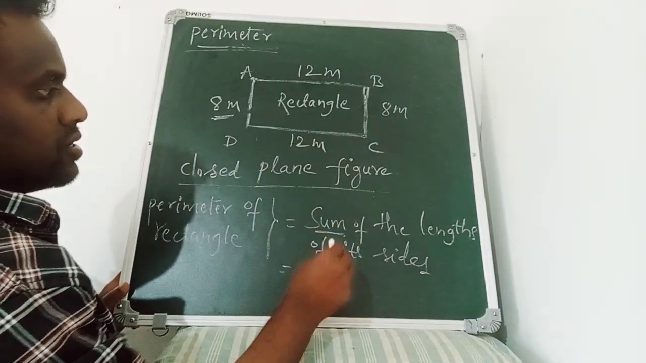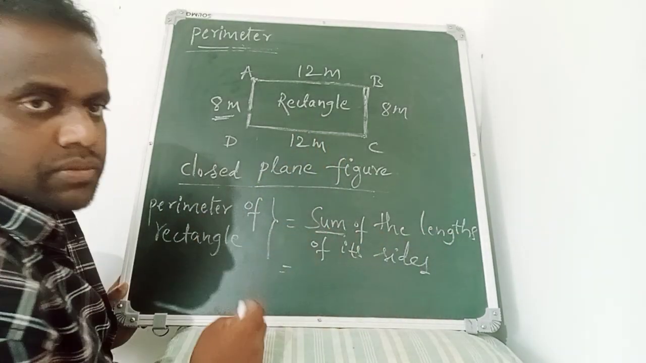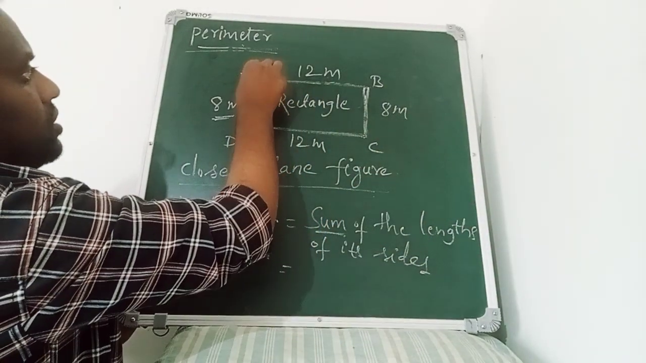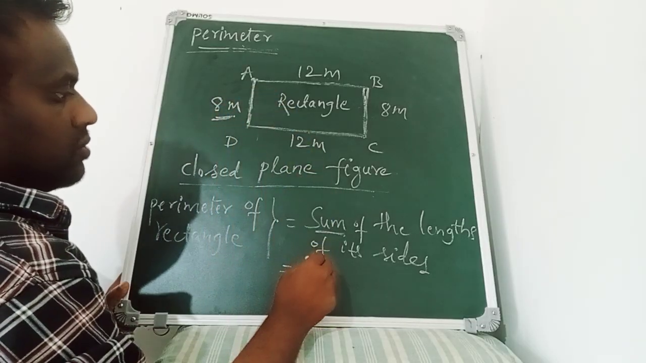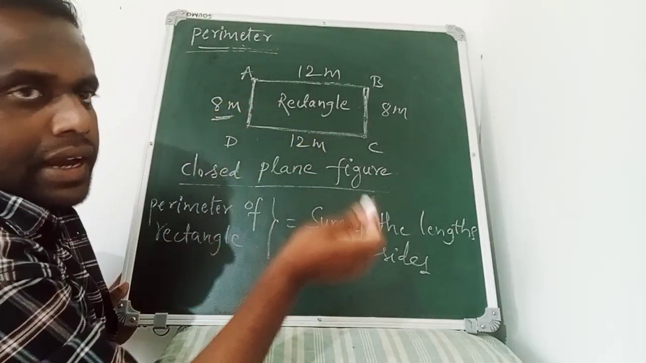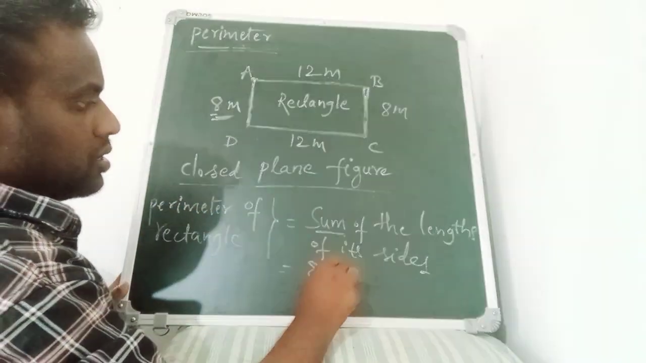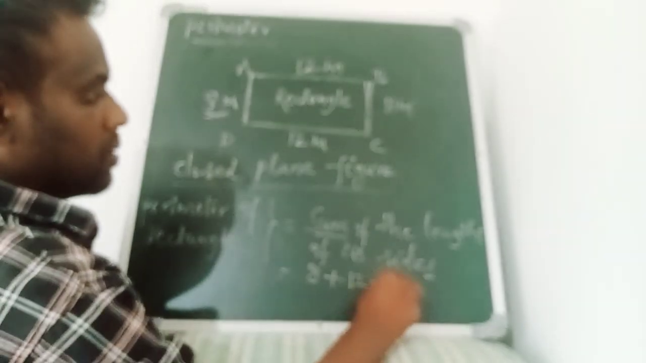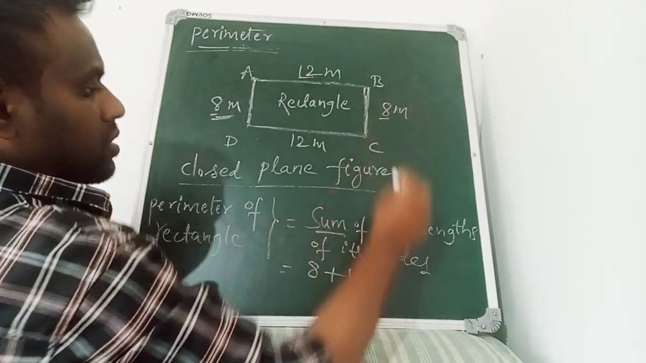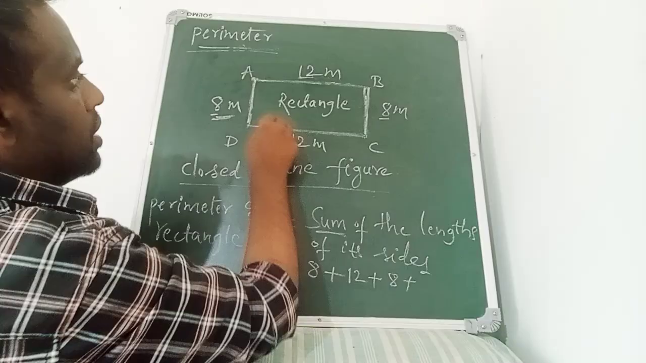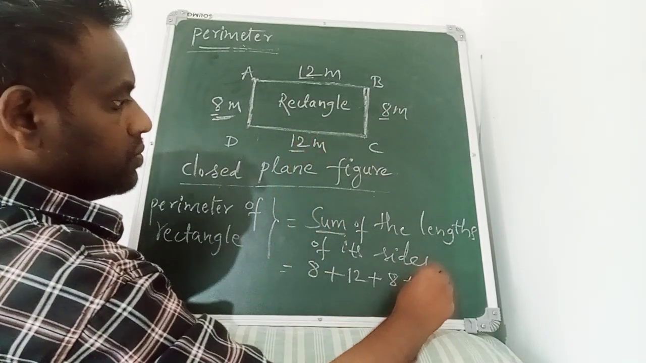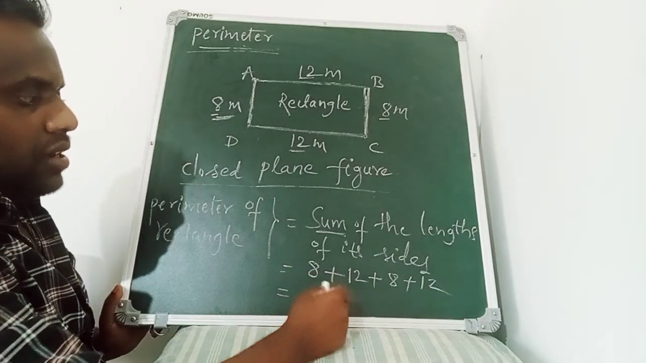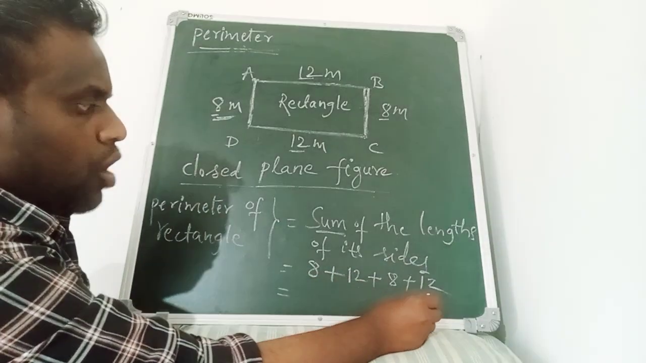Now use the formula. It's telling the sum of the lengths of its sides. That means we have to add the side lengths. So first take this. What is the side length? 8 meter. Meter I will write later. First write only the number. So 8 plus, next this side length is what? 12 meter. 12 plus, next this side length what? 8 plus, next this side length what? 12. Okay.